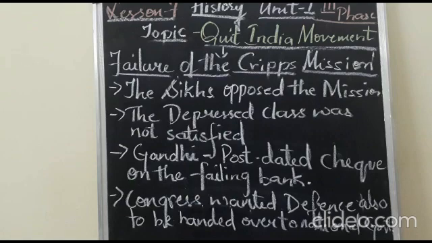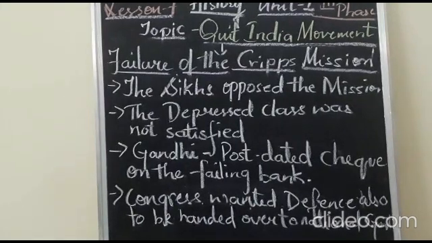Congress also wanted to include defense in the national government, and they insisted on the national government with full responsibility. So after the failure, did Stafford Cripps remain in India? No, he returned back to his country, and the Congress started their new campaign called the Quit India movement in the year 1942.